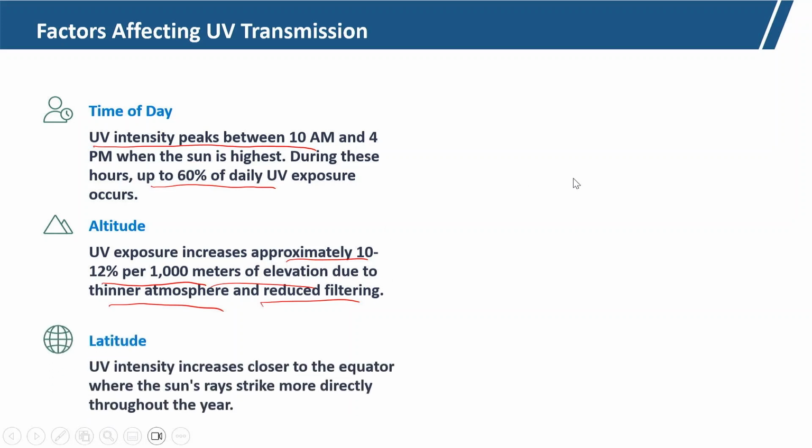And latitude: UV intensity increases closer to the equator, as we have discussed earlier. At the equator the UV intensity is maximum, where the sun's rays strike more directly throughout the year. In the polar zone it is just reversed.